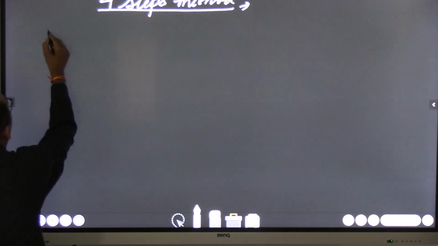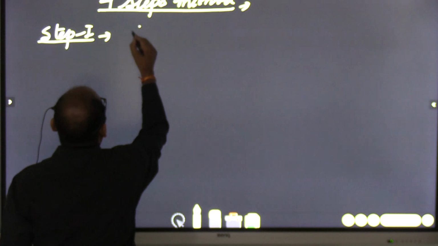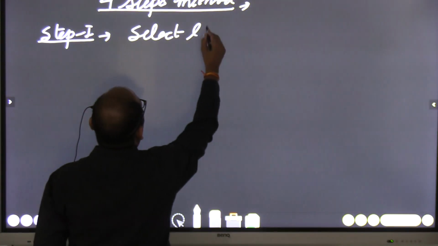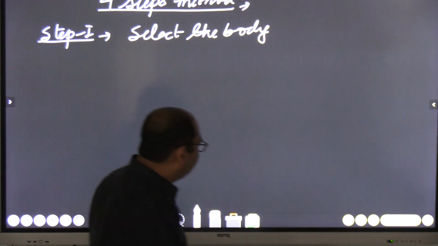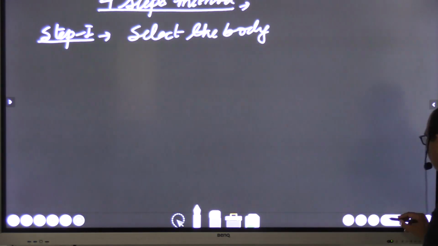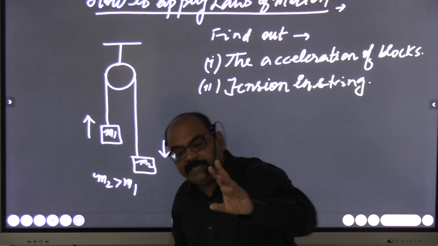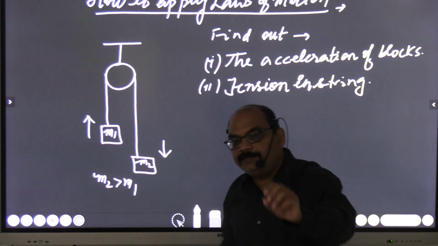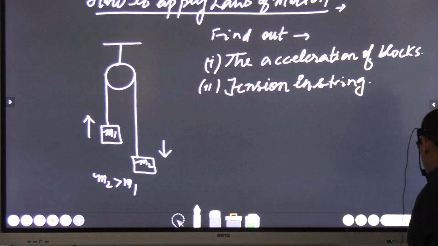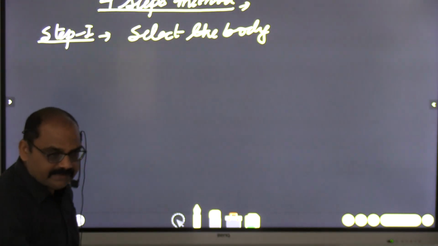Step number 1 of this method is to select the body. Okay, so we are referring to the diagram again and again to understand it properly. Select the bodies. There are two bodies, m1 and m2. So either you choose m1 or you choose m2. One by one you have to choose the body. This is your choice, which has to be chosen first, right? So select the body. So either the body is m1 or the body is m2.